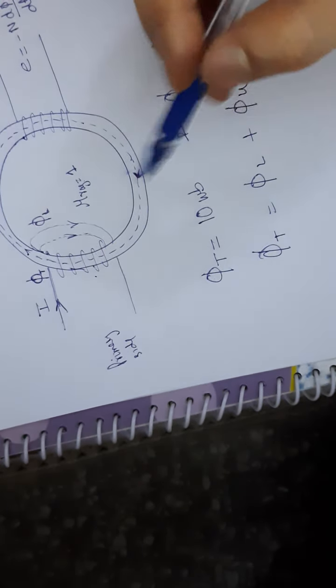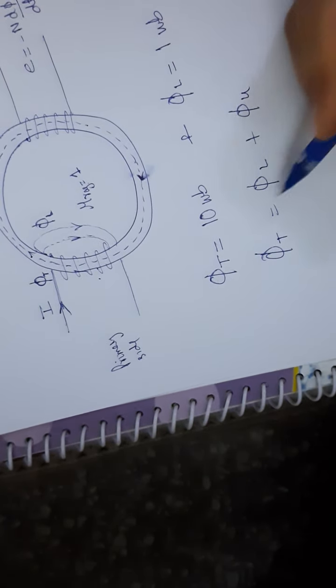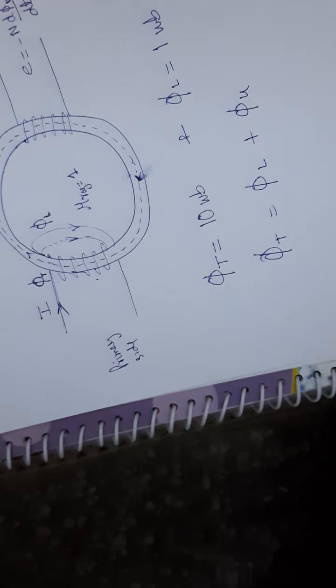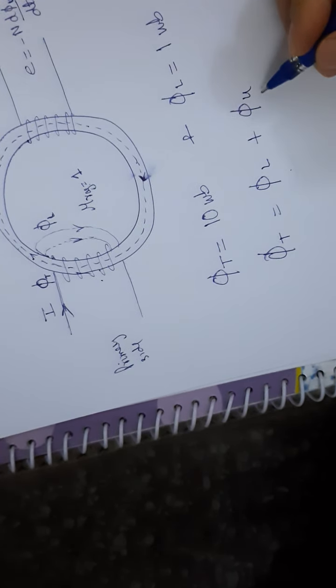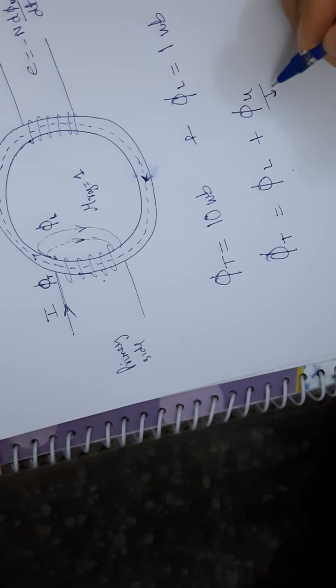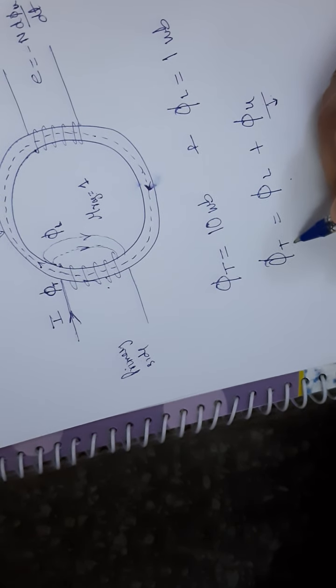So this phi L, the flux that flows through the unintended path, the air gap, is called the leakage flux. Because of this leakage flux, the useful flux will be less than the total flux.